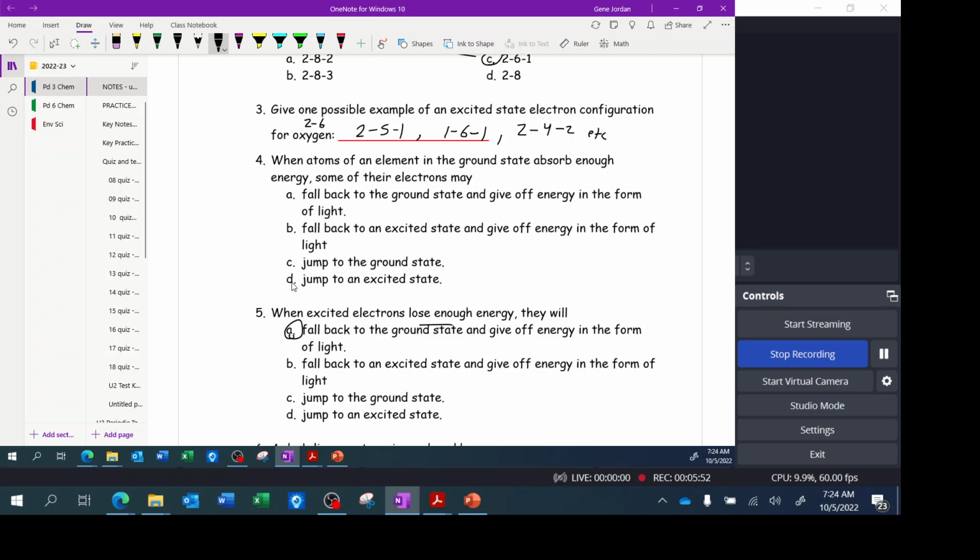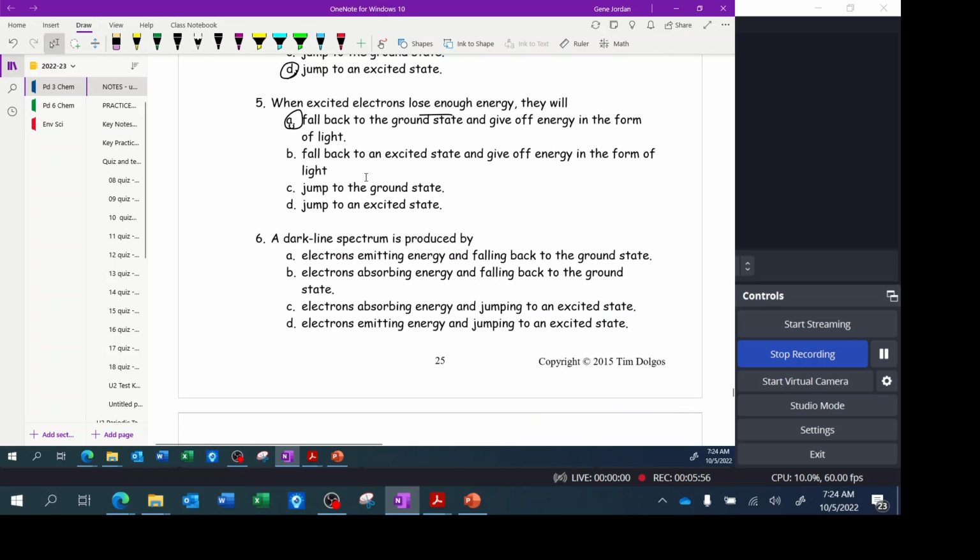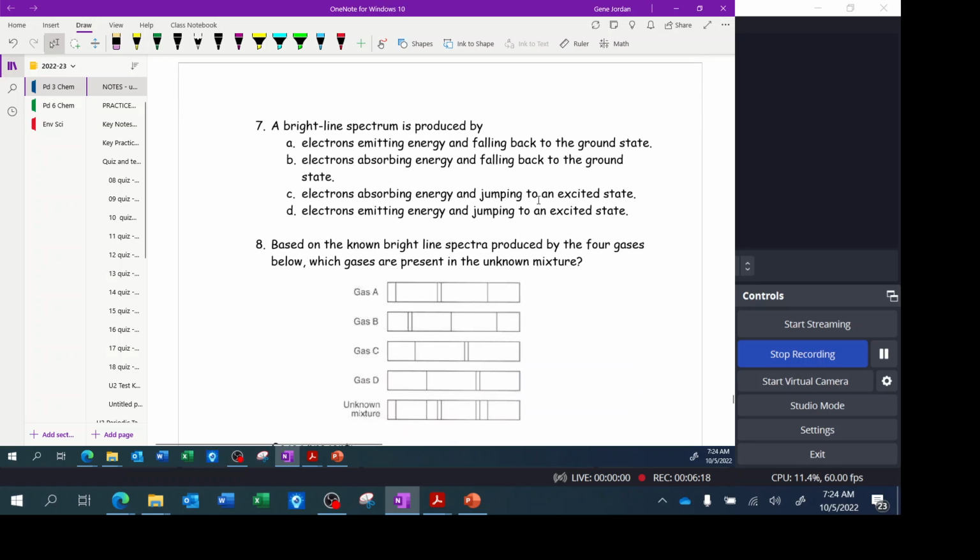When you're absorbing energy, you jump to an excited state. Hopefully someone got that before I got it. Anyway, a dark line spectrum, congratulations if you did. A dark line spectrum is produced. Now remember, this is when you're absorbing light because it takes away a wavelength. So we're looking for a keyword: absorbing energy. And when you absorb energy, you jump to an excited state. So it's option C. And that, I believe, concludes, nope, we got two more. A bright line spectrum is when electrons emit energy by falling back to the ground state.